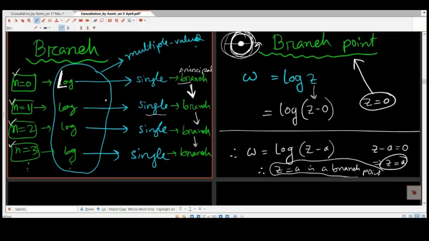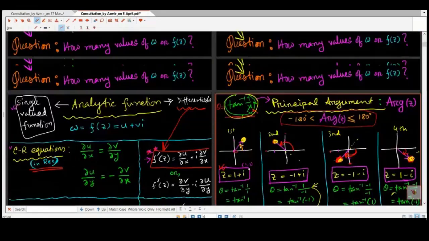So by using the concept of branch point, which works as the center of a circle, we have found different branches. That means we are getting multiple valued functions. We know that multiple valued functions are not analytic, but they can be made analytic, because previously we have mentioned this concept.